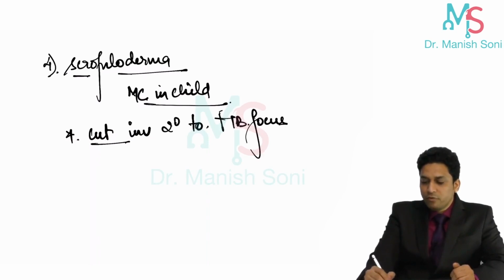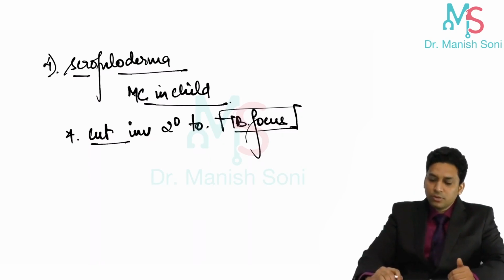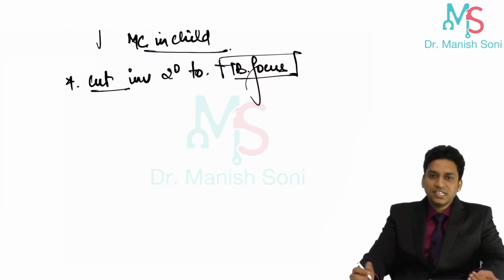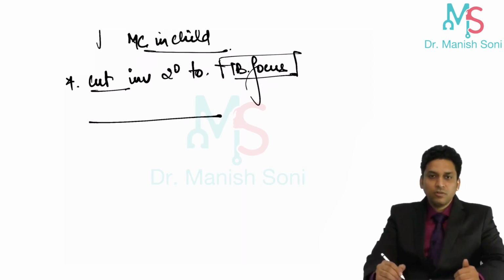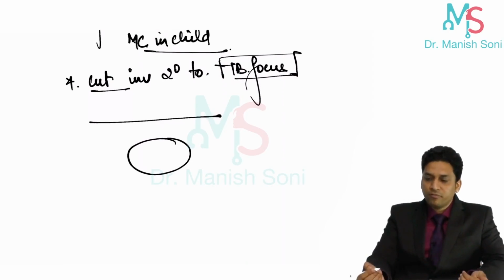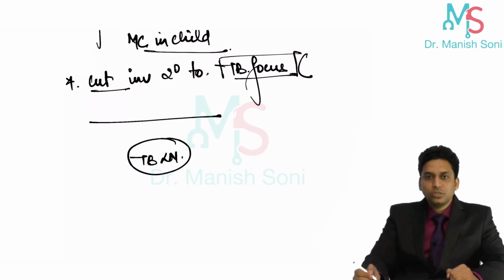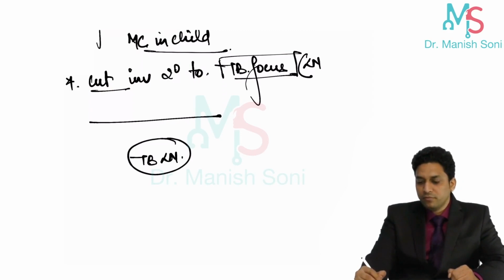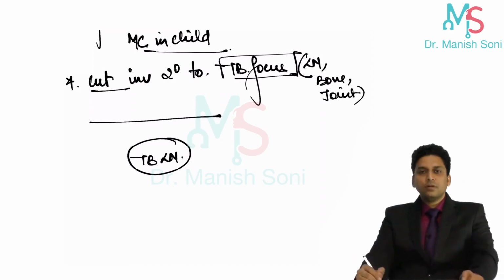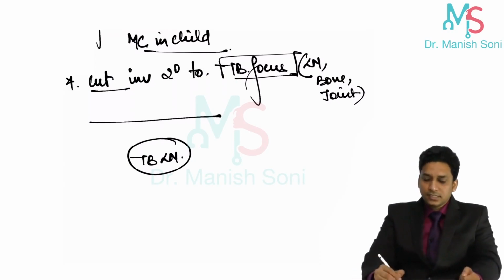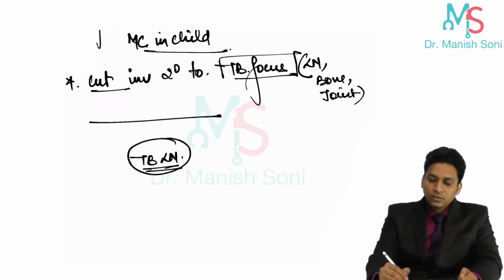There is some tubercular focus lying beneath, and due to this focus the overlying skin gets involved. Let us consider this is the overlying skin and this is the underlying tubercular focus, and this focus can be in the form of lymph node, bone, or joint. So a tubercular lymph node, bone, or joint is present. Let us consider this is that tubercular lymph node. Now this lymph node ruptures and involves this overlying skin.